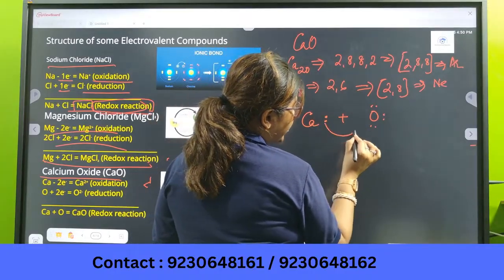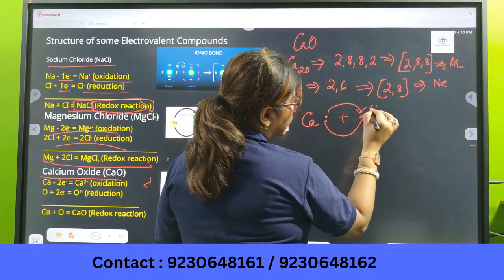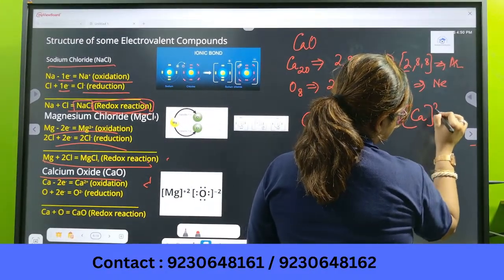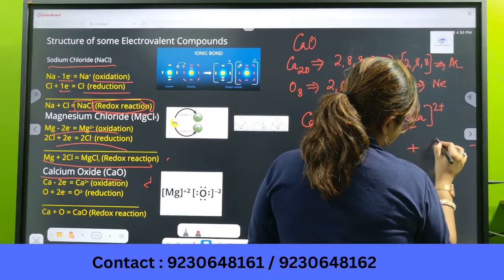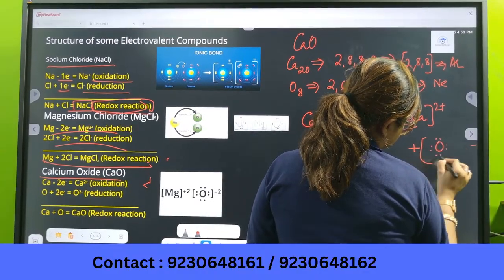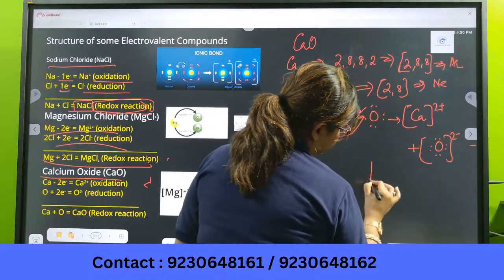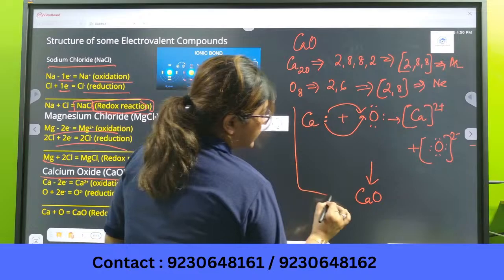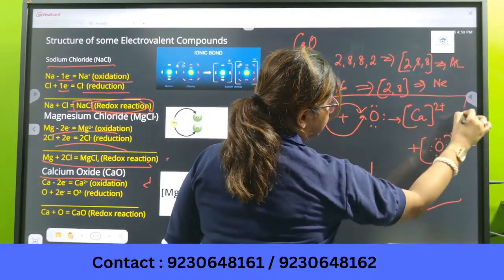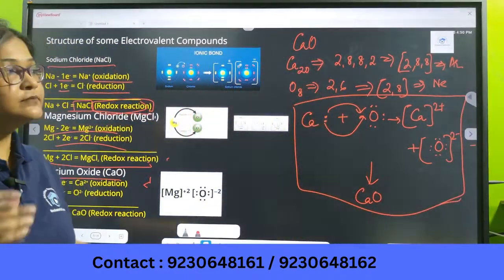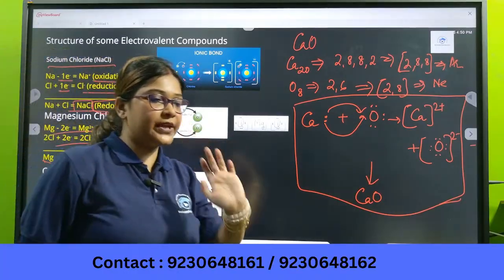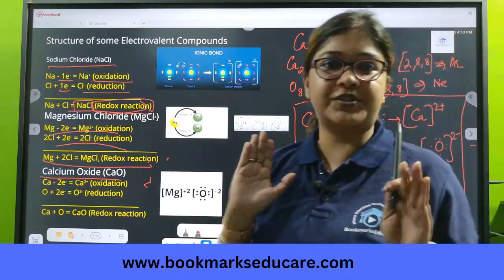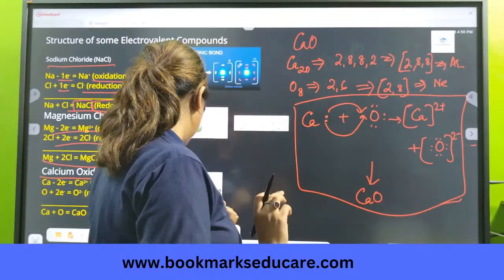So these 2 electrons will be donated by calcium to generate calcium oxide. So this is the Lewis dot structure for calcium oxide. These 3 are the typical examples that I have shown for the Lewis dot structure of electrovalent compounds.